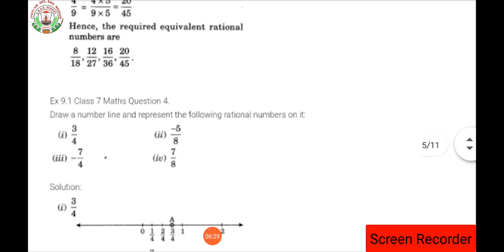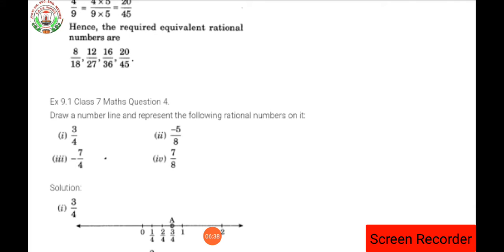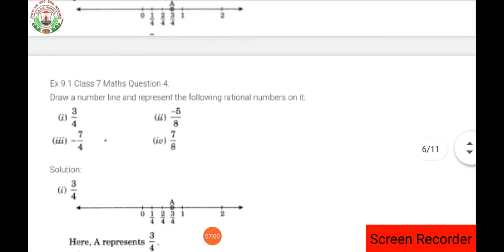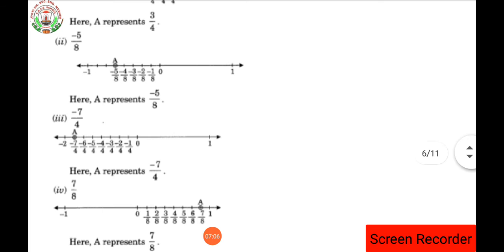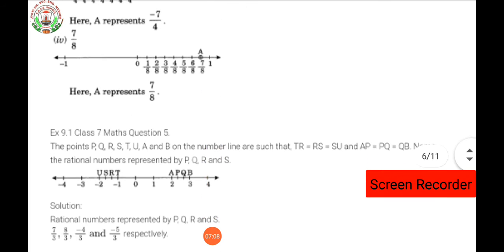Now let's see question number 4. Draw a number line and represent the following rational number. Everybody knows how to draw the number line, isn't it? We have to draw a number line as we draw for integers. Here is 0, 1 is here, 2 is here. Which number do we have to keep? That is 3 by 4. So keeping the denominator 4: 1 by 4, 2 by 4, 3 by 4, 4 by 4, that means 1 will come. You people have studied number lines in lower classes, so it is easy for you. Clear everyone? Here are the solutions, just go through them.